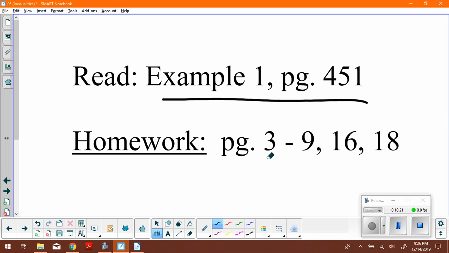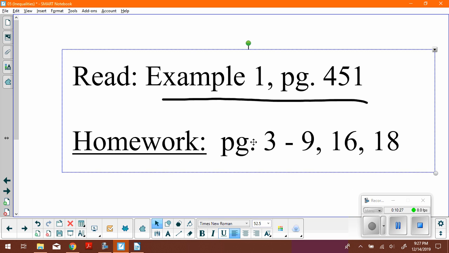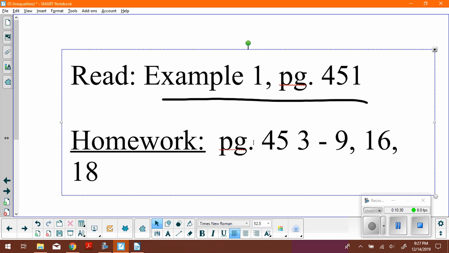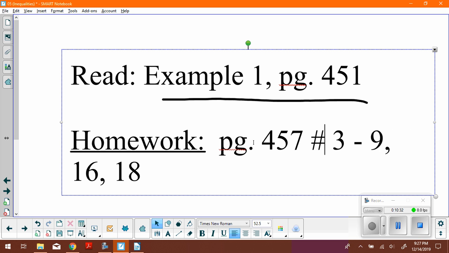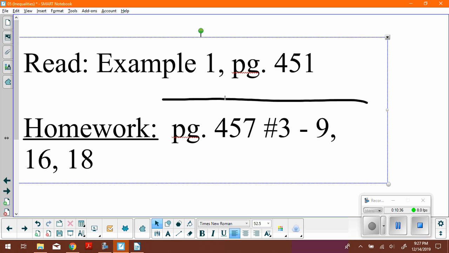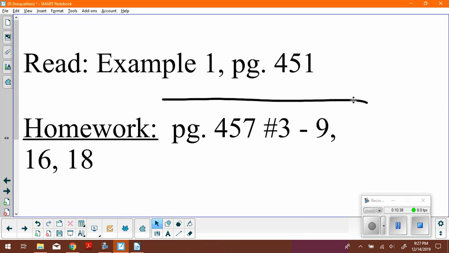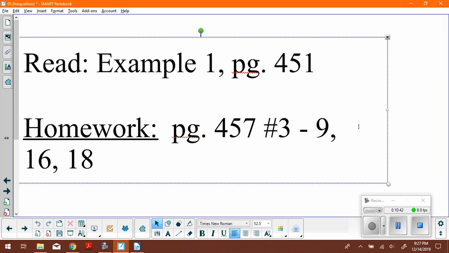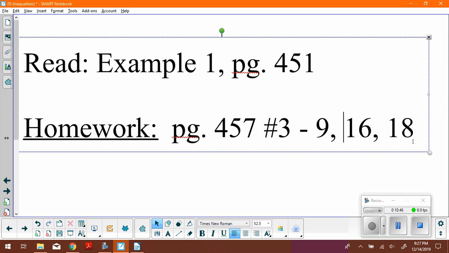So for practice work, and I'm just noticing there's no page number there, so let me fix that. It's on page 457, numbers 3 through 9, 16, and 18. The idea here is to solve these inequalities, you're going to probably be using technology, and that's totally fine.